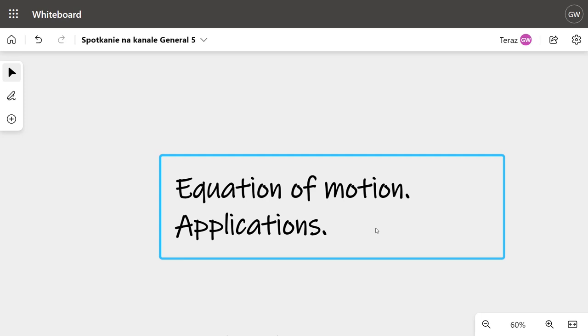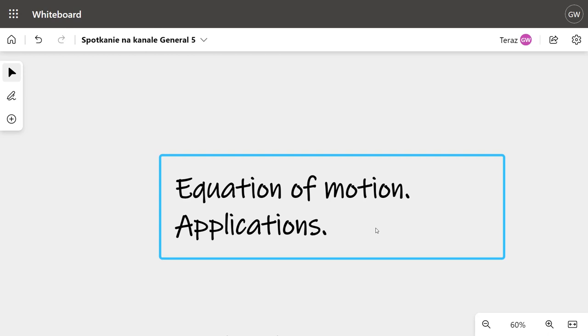Today we'll talk about applications of equation of motion. During last lesson, I derived most general form of equation of motion for uniformly accelerated and uniformly decelerated rectilinear motion. Then I said that equation for uniform motion we get if we put a, I mean acceleration, equal to 0 in this equation.